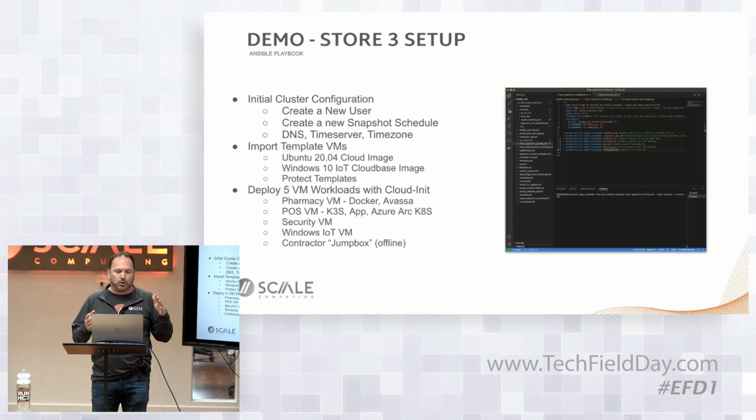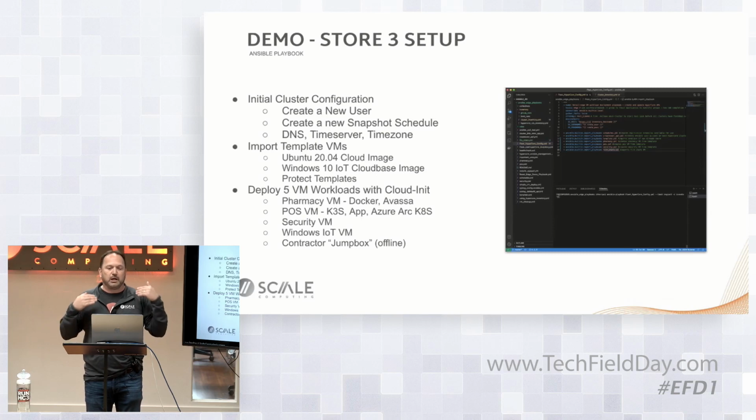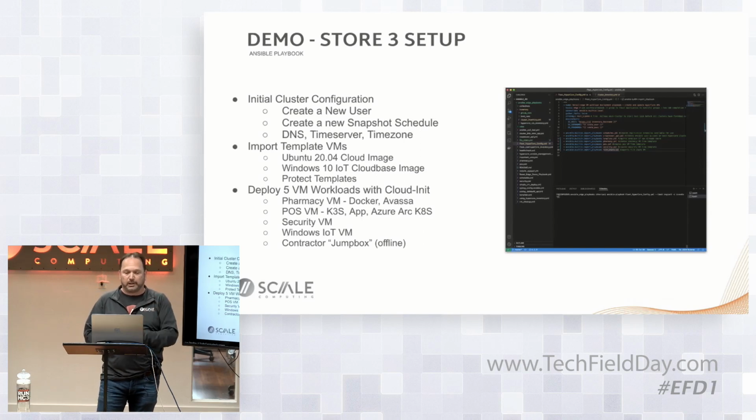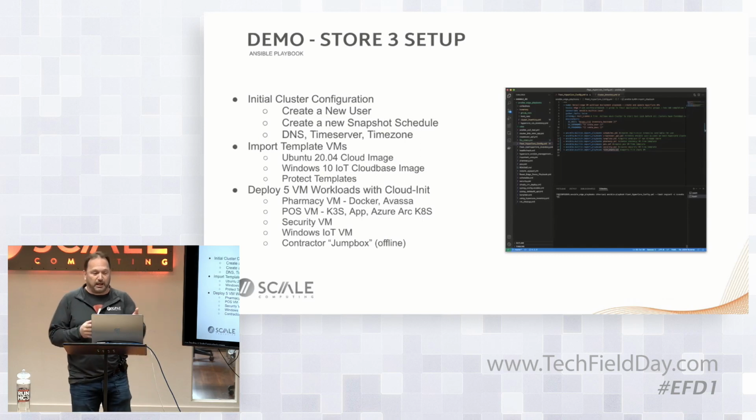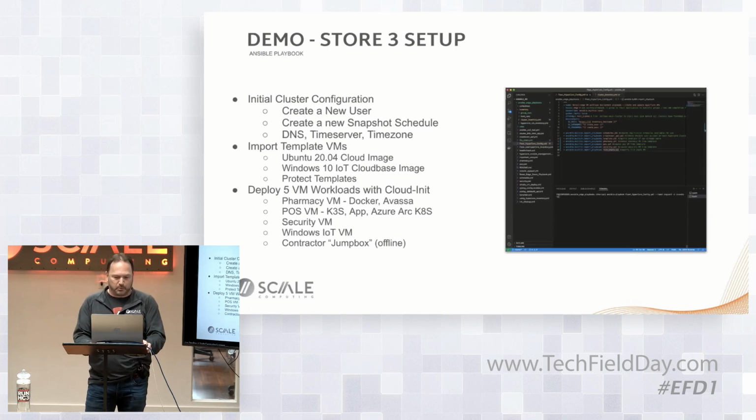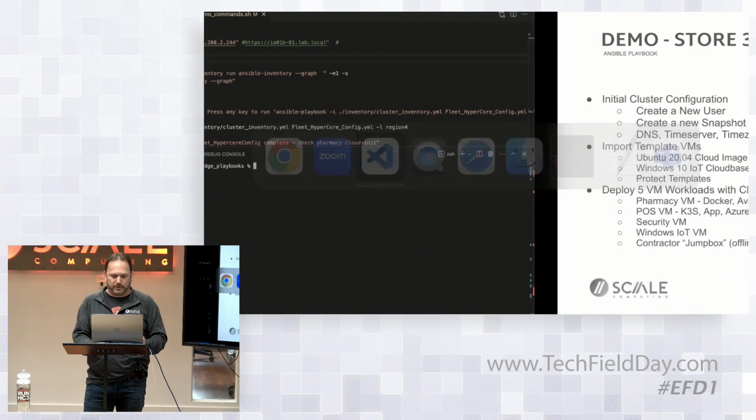Then we're going to deploy a set of 5 applications using Ansible with Cloud Init. We're going to configure them with Docker and Avassa on one of them, with a K3s cluster connected into Azure, deploy a sock shop application, and create a contractor jump box that we want to make sure is offline by policy. So it'll be there, but we'll guarantee it's offline. So let me switch over and let's get the fun stuff rolling.